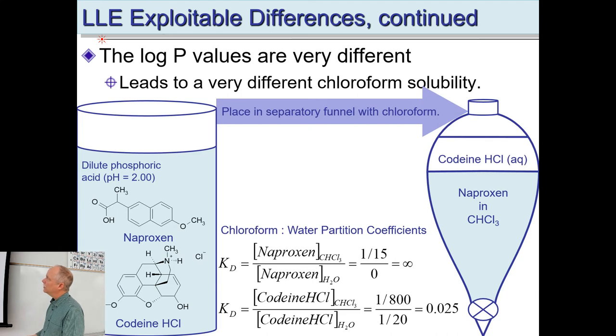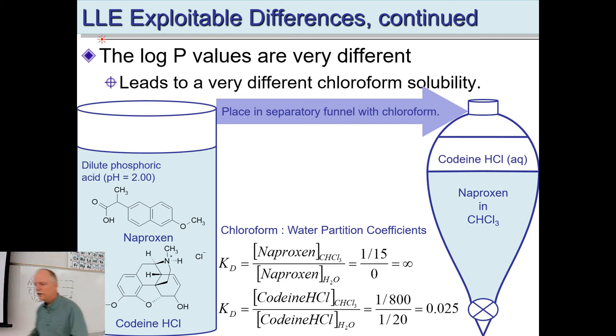And so this is a way to draw this, I think, is useful. Let's make a table here, and let's call naproxen N and codeine C. And so we have this scale of pH, 1 to 14. And we put our pKa's on here.